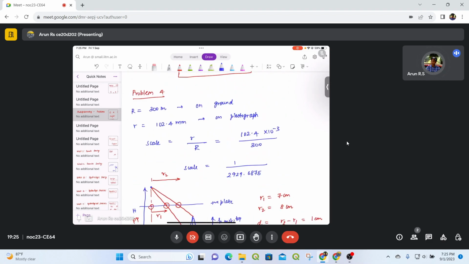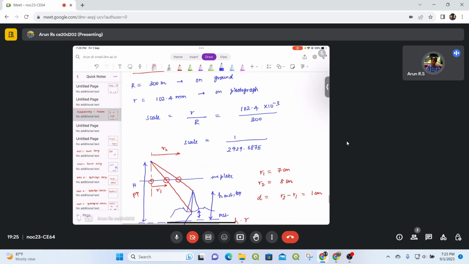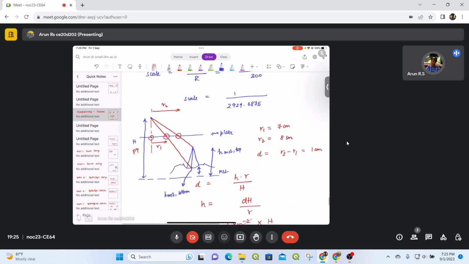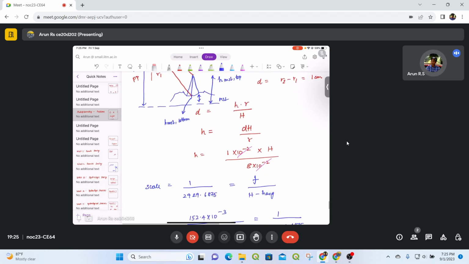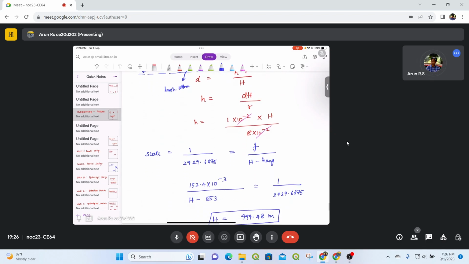So R is equal to 300 meters on the ground, and on the photograph it is 102.4 mm, and we can find out the scale. Now we have a tower, and a similar concept I have just drawn here. R1, R2 is given, and the relief displacement is 8 centimeter minus 7 centimeter, that is 1 centimeter.